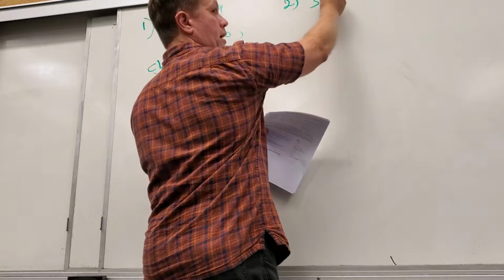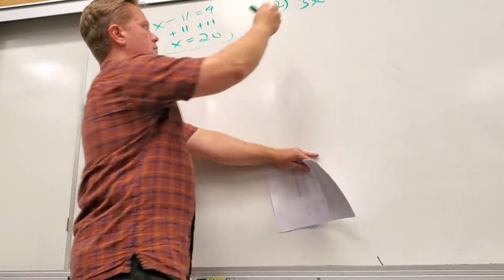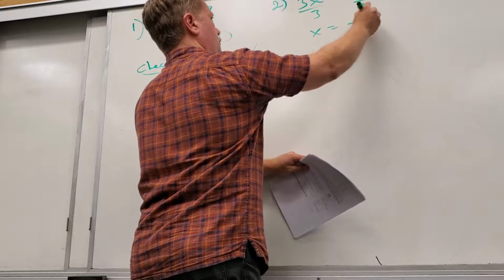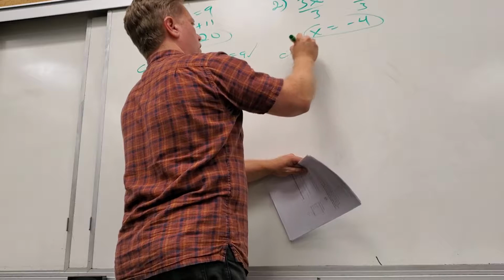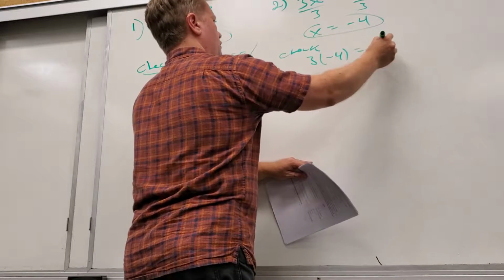So then this guy. Yeah, just divide. x is -4. And then if I want to check it, 3 times -4 is -12. Check.